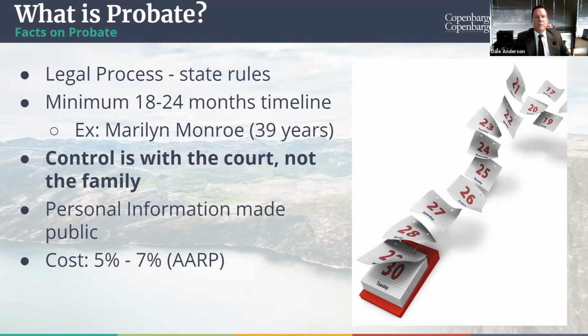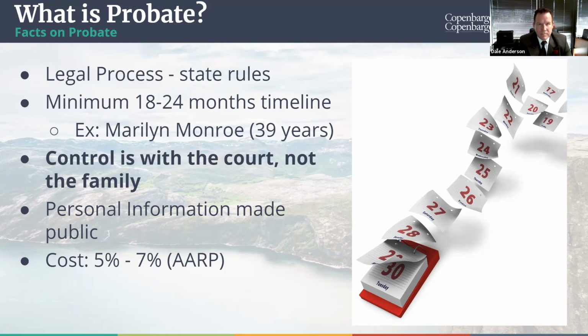We had one in our own office here where a man died and he had two children, a boy and a girl. And he didn't have many assets, just a house and a boat. That probate process took almost 3 years to complete. So it's a legal process that can be very lengthy. And the control is with the court, not the family. So in other words, it's the court's timetable. And that's part of the process of being very lengthy.